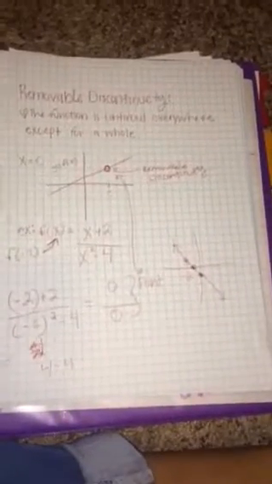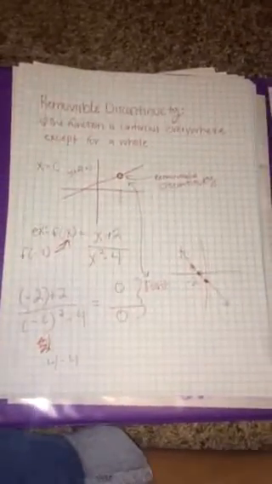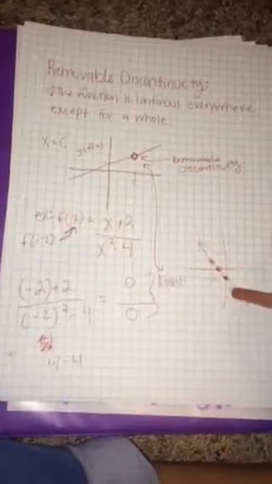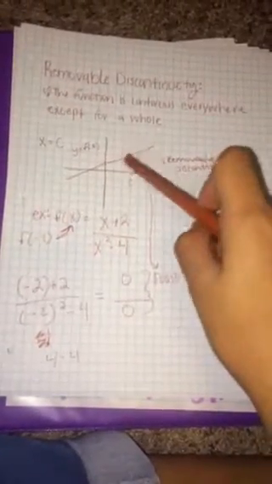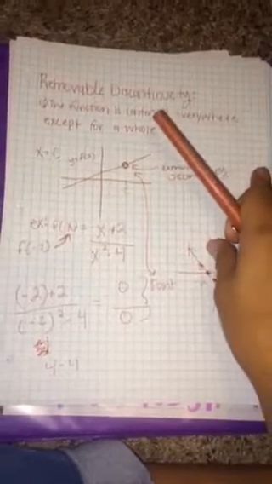Because in infinite, the bottom would be 0, and in jump, you would just have different numbers. For it to be a jump discontinuity, you would have different numbers on both of the equations that you were given. So just remember that. For it to be removable, both have to be 0 when you solve for this, and it's continuous everywhere except for a hole. So that's removable discontinuity. Now let's move on to number 10.